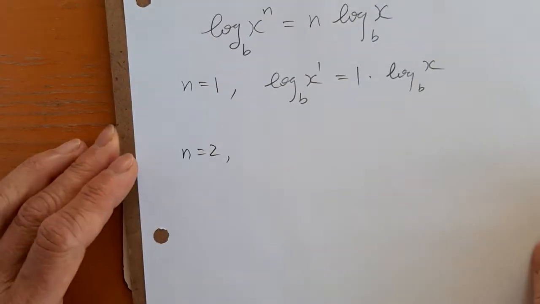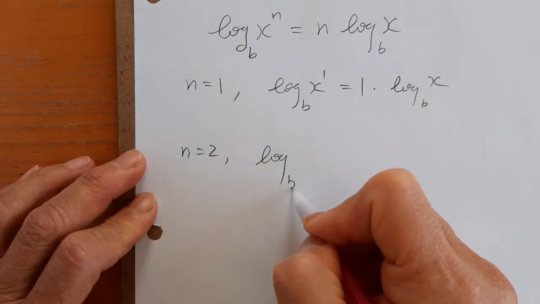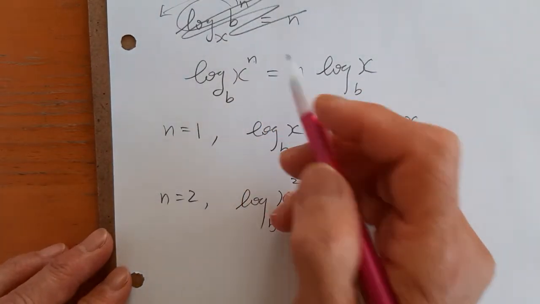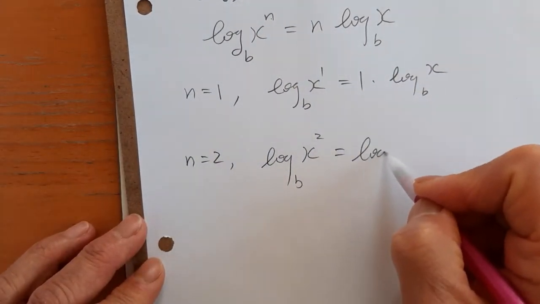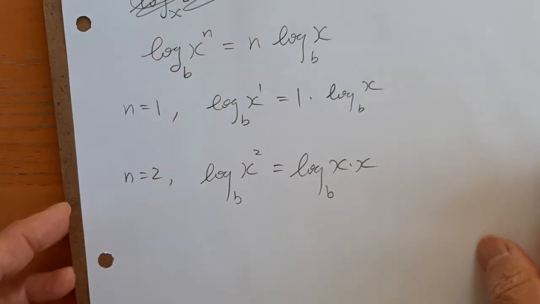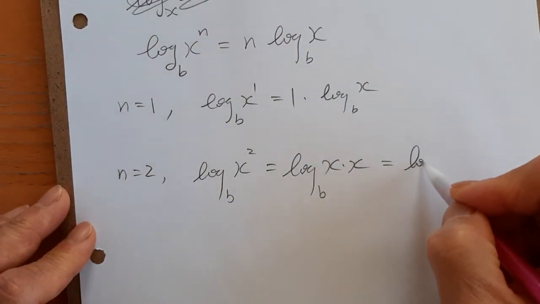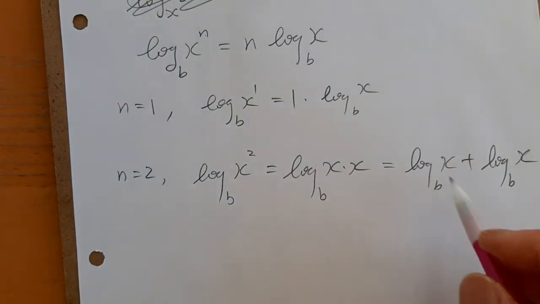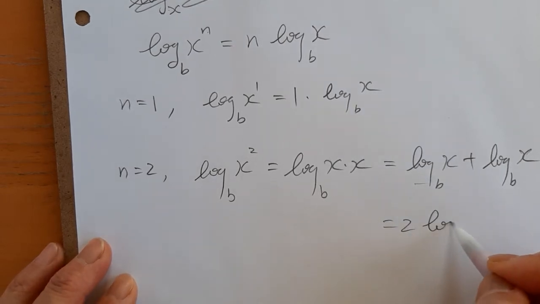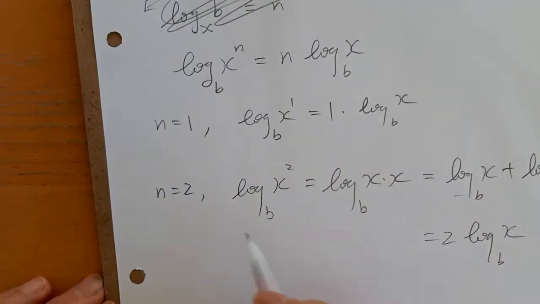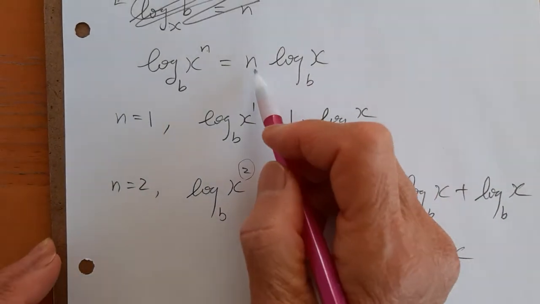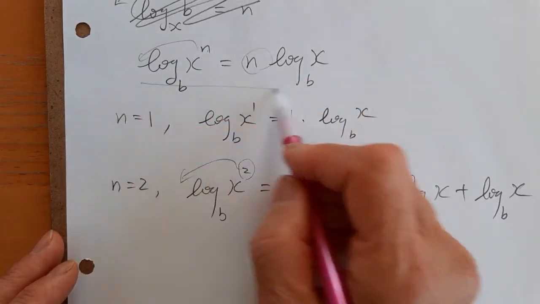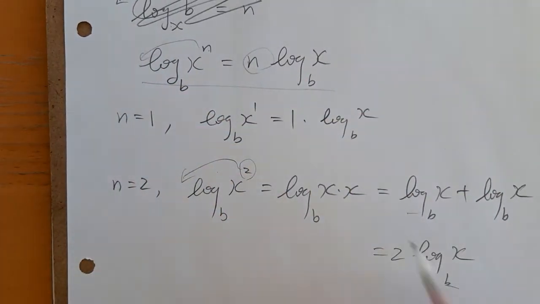If n equals 2, log base b of x squared, that is equal to log of x times x. And use the product rule. You can get log x plus log x, and the two are the same. Added together is twice log x. So when n equals 2, this n goes to the front, and you get this general rule. So n equals 2 is true.